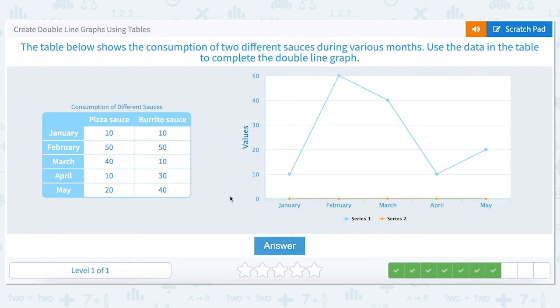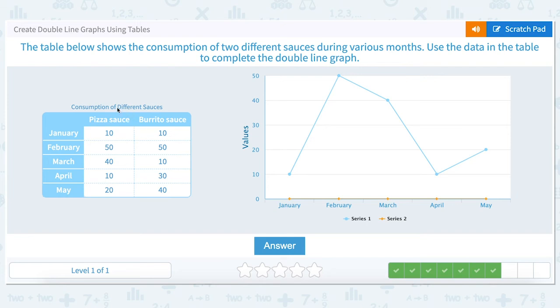Let's look at another question about 2 different sauces. This is the same information in the previous question, but with different data points. So let's plot the new data points. The table below shows the consumption of 2 different sauces during various months. Use the data in the table to complete the double line graph.